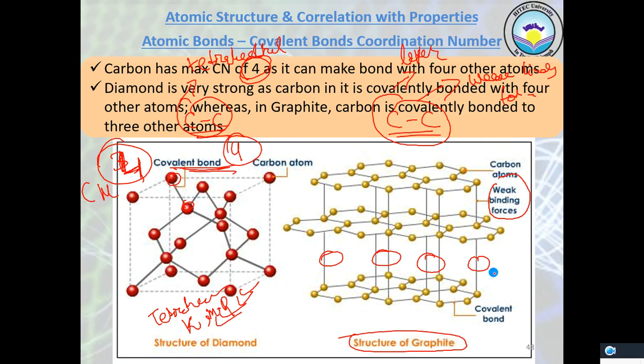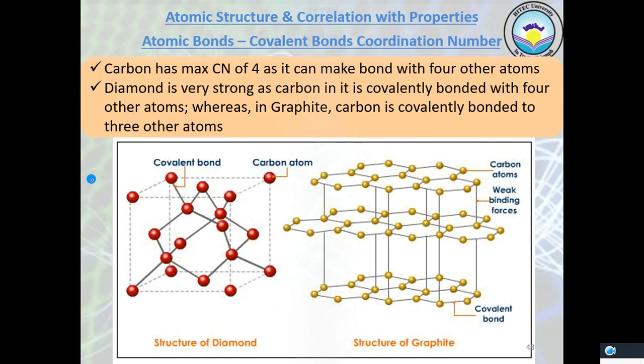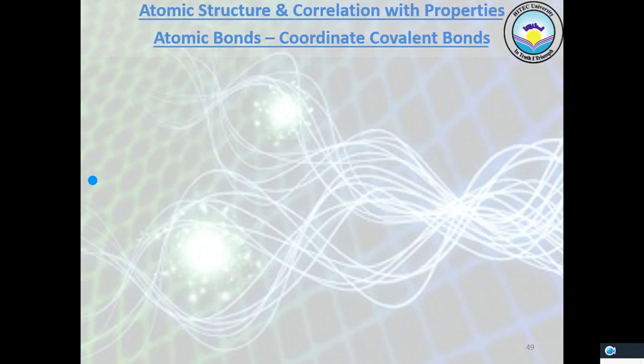While in case of the graphite structure, in addition to the covalent bond that exists between carbon-carbon atoms, there is also the existence of weak binding forces between layers. Because of these weak binding forces between layers, graphite has a coordination number of 3. You can see here, graphite layers are bonded to each other with weak binding forces. That's why it has a low thermal conductivity and a low melting point and boiling point as well.